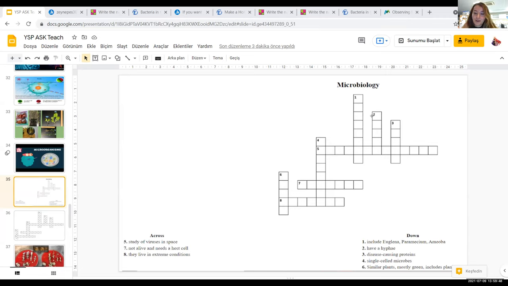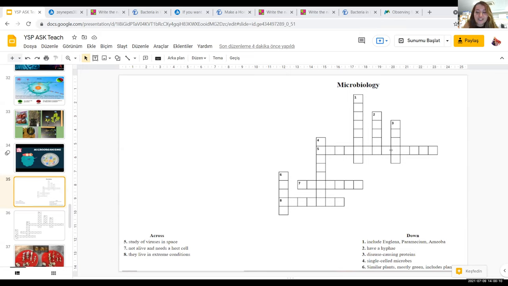This type of microbes have hyphae, and also one more tip for that, these include edible mushrooms. What's that? Yeah, fungi. All right.